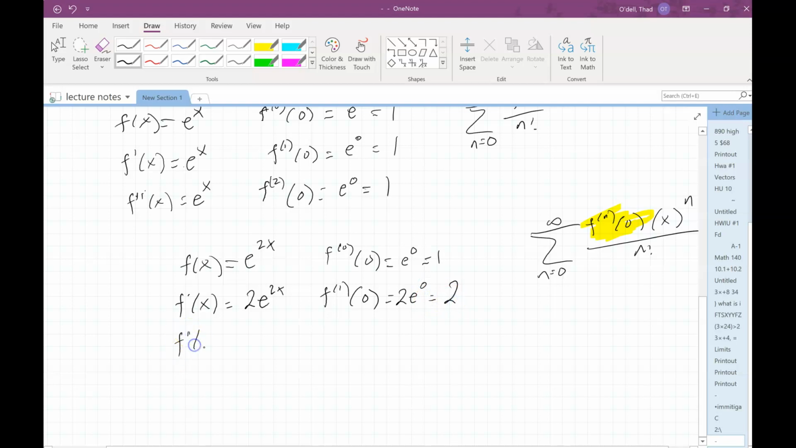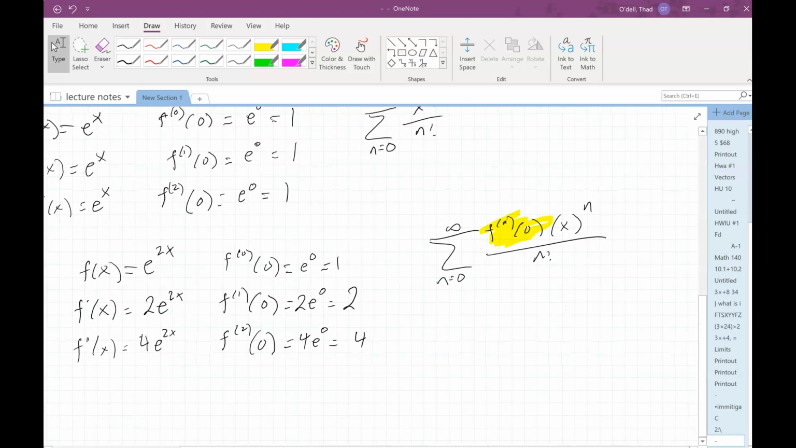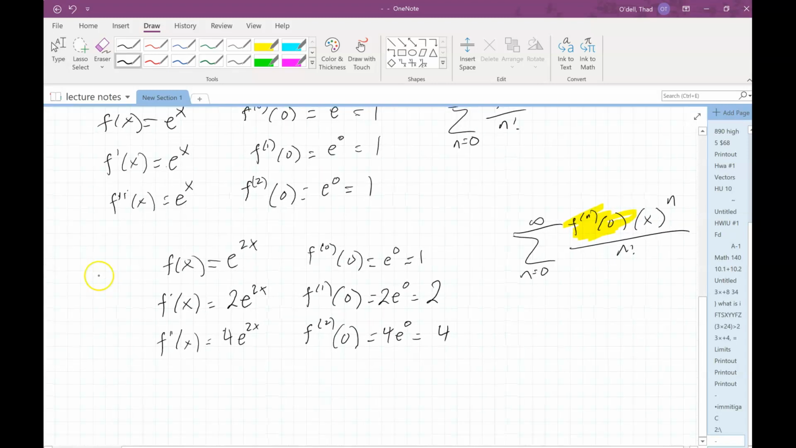f double prime of x is 4 e to the 2x, because the chain rule kicks out a 2 again. So that would be the second order derivative, and that would end up being 4 times e to the 0, which would just be 4. And again, we don't have to go very far to see the pattern. We see that each new order of the derivative just gets another power of 2. And just to make that even clearer, notice here, this is n equals 0, n equals 1, n equals 2, right?